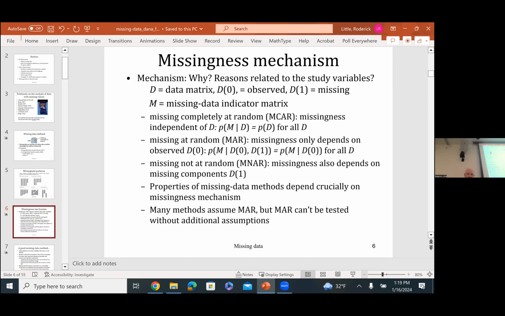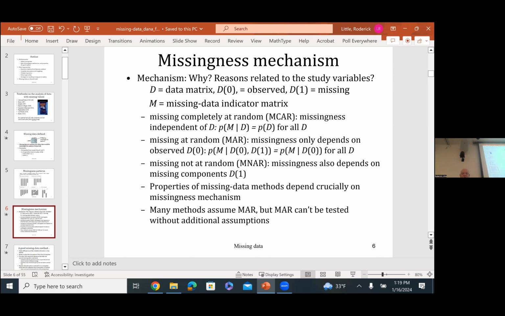Missing completely at random then means that missingness doesn't depend on D. Sorry, a typo on the slide: the distribution of M given D only depends on M, so that should be the same probability of M for all D. Rubin calls this dart throwing at the data matrix. If the dart hits, then that one becomes missing. I don't know if that's very evocative for you, but anyway, that's what he says.